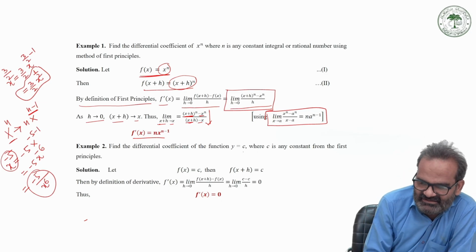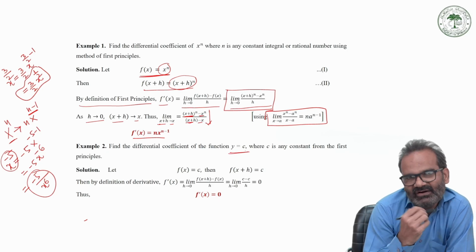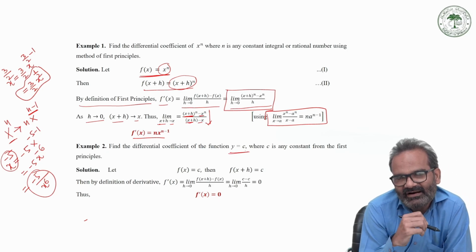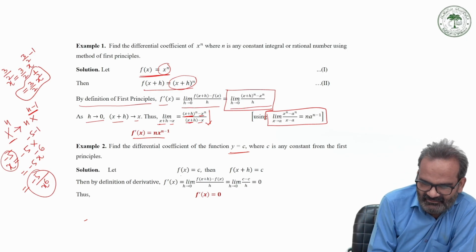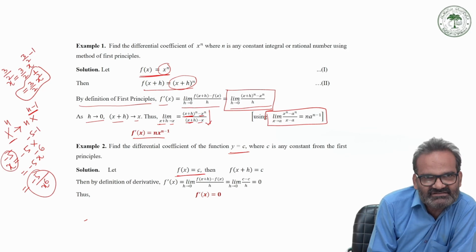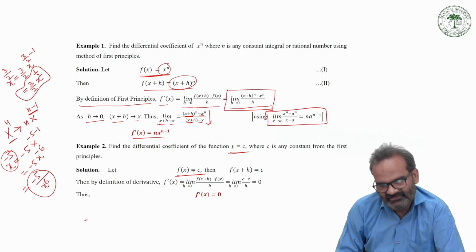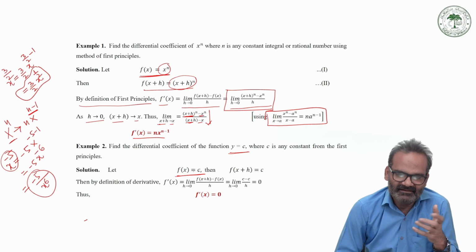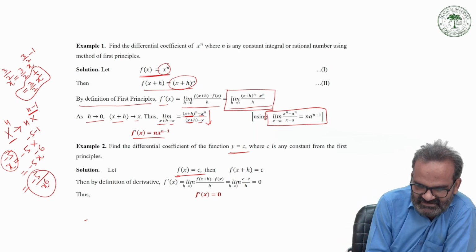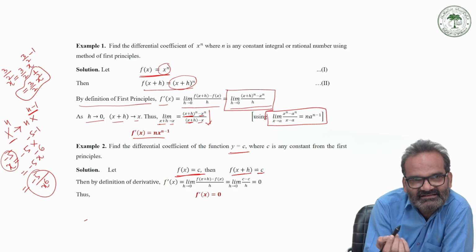Find the differential coefficient of y is equal to c. That is, how can we find the derivative of a constant? And we know that the derivative of a constant is 0. See here, we have given the function f(x) is equal to c. c is a constant, and I have told you in the very beginning, constant quantities are those quantities which never change. Right? So if f(x) is equal to c, then f(x plus h) will also remain c because c is a constant.